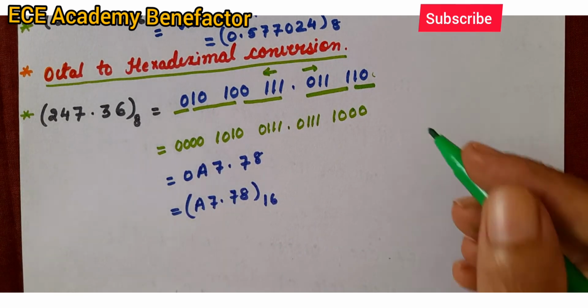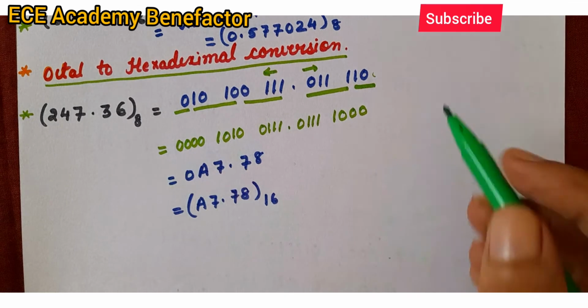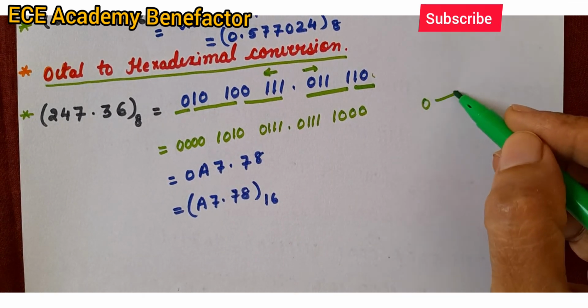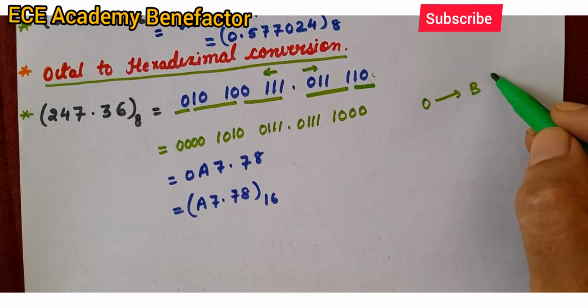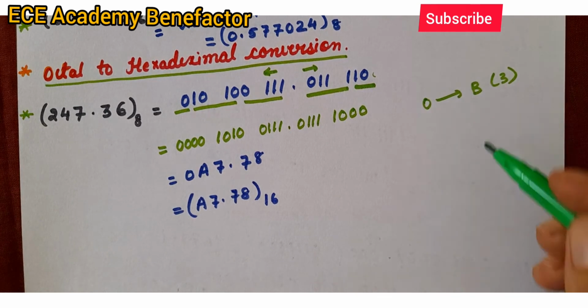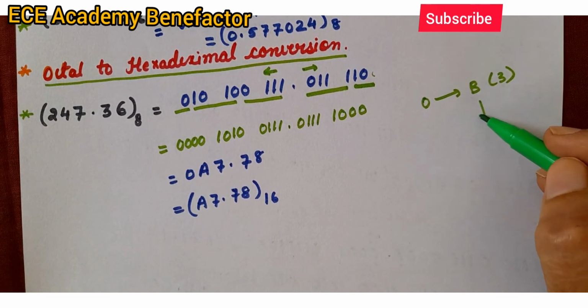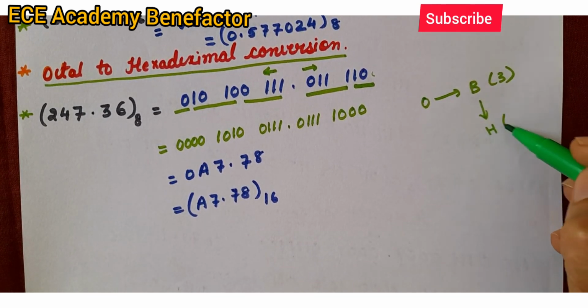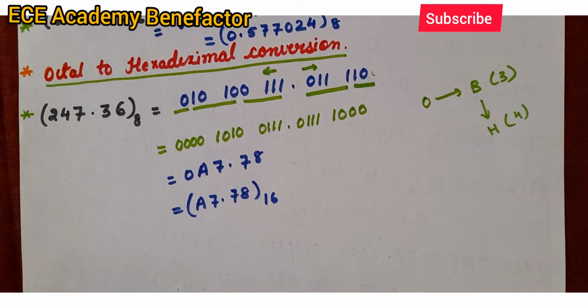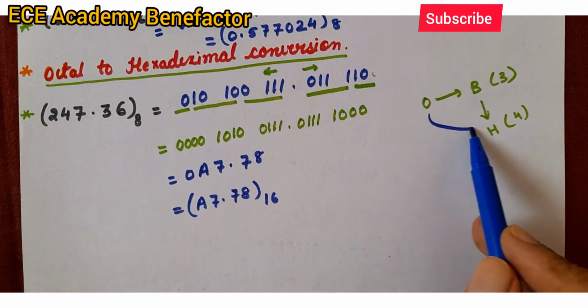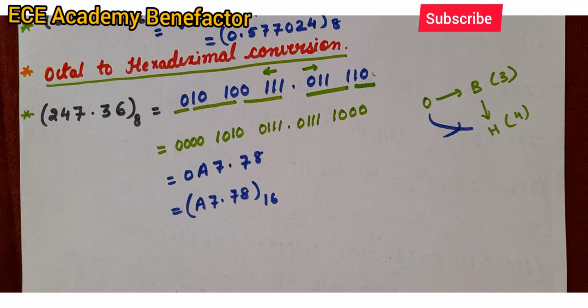So how to convert octal to hexadecimal? The octal number is first converted to binary. We write it in groups of 3 bits and then convert this binary to hexadecimal by grouping 4 bits. By that we can get the octal to hexadecimal conversion.